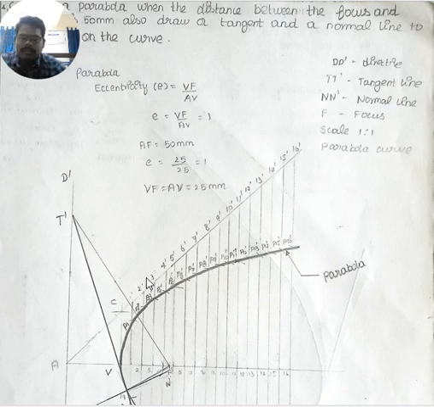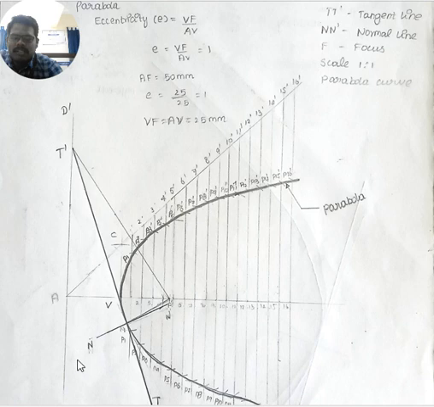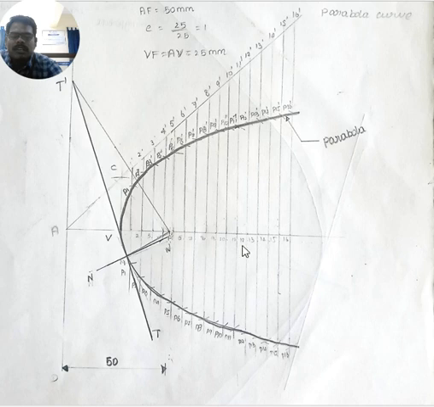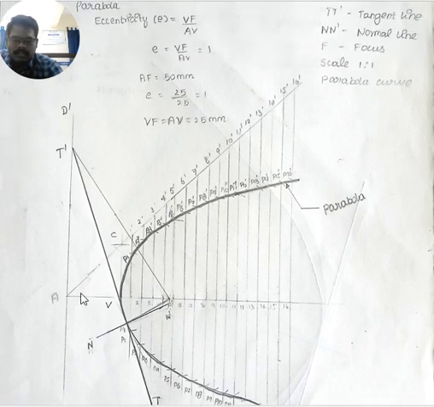So the following step-by-step procedure we have to follow for constructing the parabolic curve. First we have to draw a vertical line, that is the directrix line, and name it T and T dash. Then perpendicular to this vertical line, we have to draw a horizontal line. This line is going to act as the axis of the parabolic curve. Then on this axis line, we have to mark the focus point. Before that, the directrix line and the axis line are meeting, so name the meeting point as A.